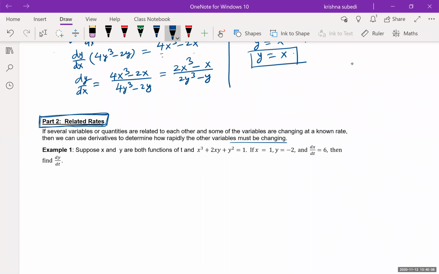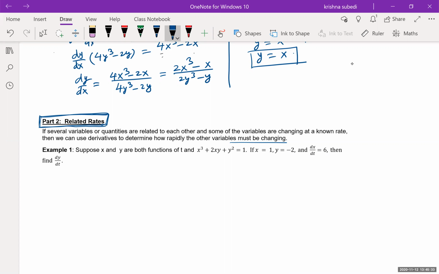For example, if you are a manager of a company and you want to find how fast your profit is changing over time, then you have a profit function and you find the derivative of the profit function with respect to time. So you can tell how fast your profit is changing, how fast it's increasing.